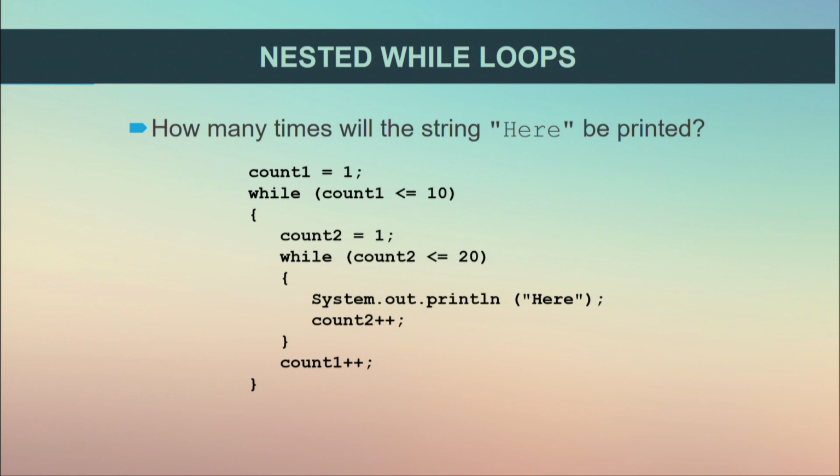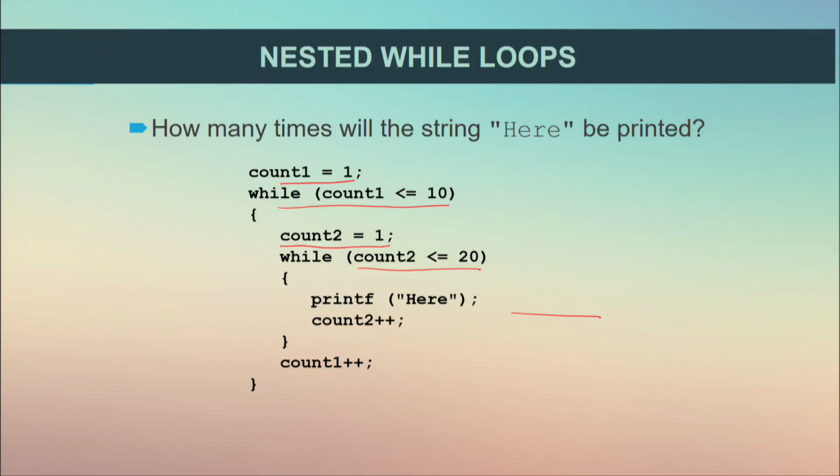Here we have a counter called count 1 which is set to the value 1, and we are using a while loop for checking whether the value of count 1 is less than or equal to 10. This is going to be the outer loop, and inside it we are setting one more counter variable, count 2, with its value 1. For the inner loop we are setting the condition to get executed up to 20 times. Inside the loop we are displaying the message. We will see one example with respect to nested while loops.